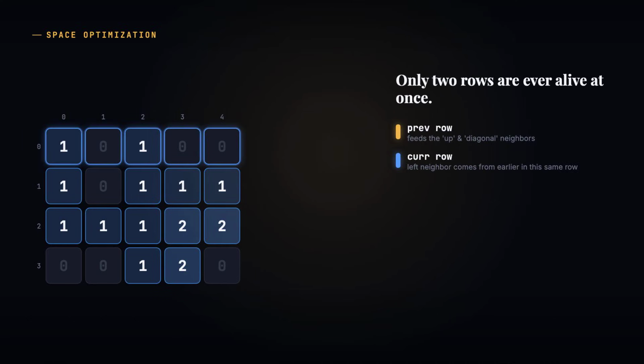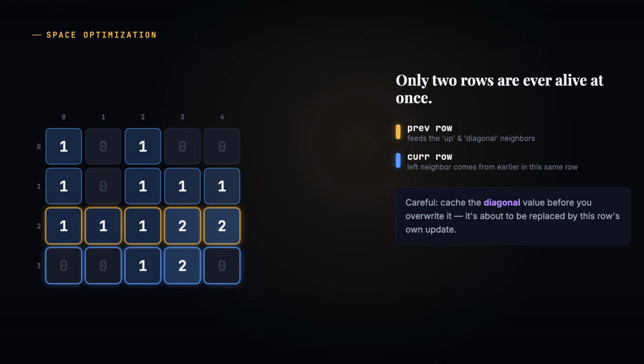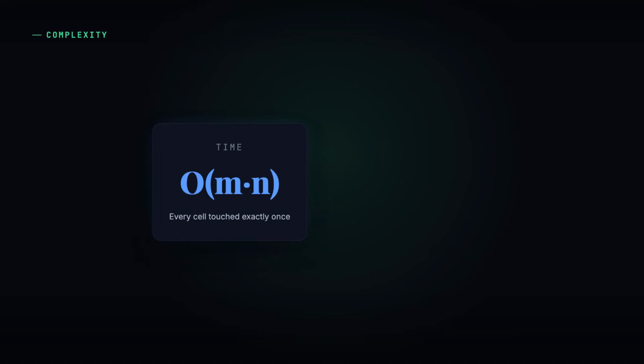To compute row i, we only ever need row i minus 1, plus the current row's left neighbor. That means the full two-dimensional table is overkill. Two one-dimensional rows are enough, as long as you cache the diagonal value before you overwrite it. Time complexity, big O of m times n, we touch every cell exactly once. Space, big O of n, after the optimization, just enough for a single row.